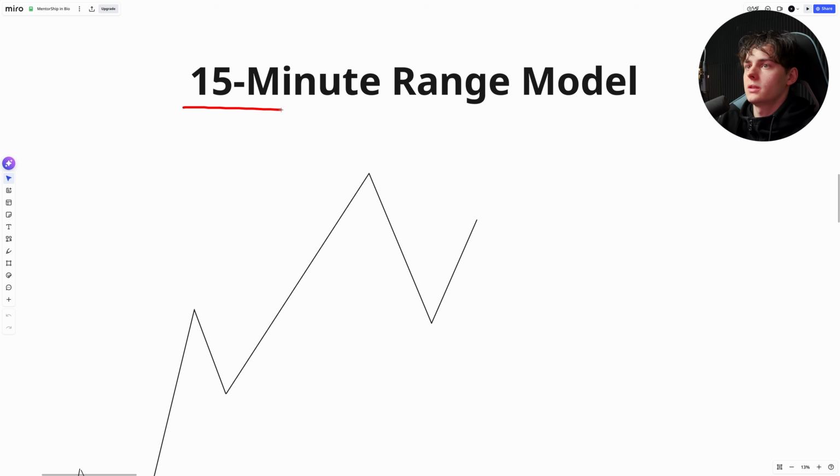So first things first, you can see the name already. It's going to be the 15-minute range model. The very first step that you want to do is mark out your 15-minute range. In that case, your 15-minute range will be that high and also that low.